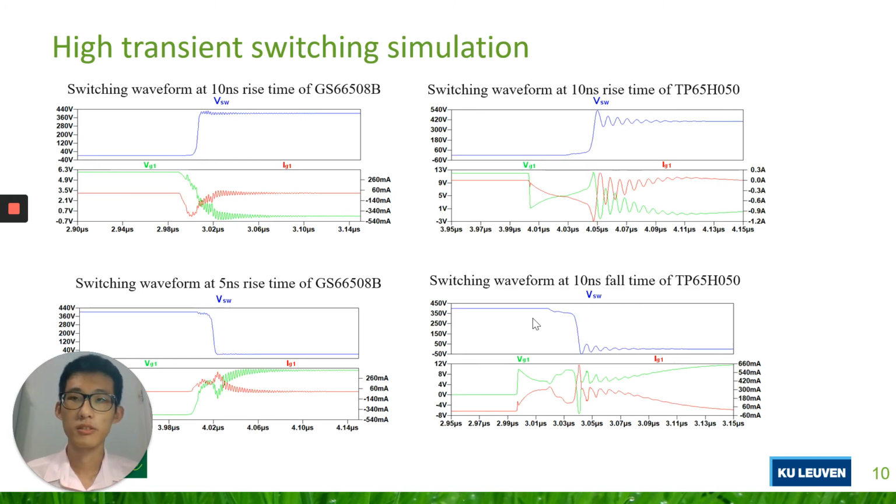Here are the simulation results for a rise and fall time of 10 nanoseconds. From the results, we could see that for the cascode HEMT, the ringing amplitude is much higher than that of the enhancement mode HEMT, and the ringing frequency of the enhancement mode HEMT is higher than that of the cascode HEMT.